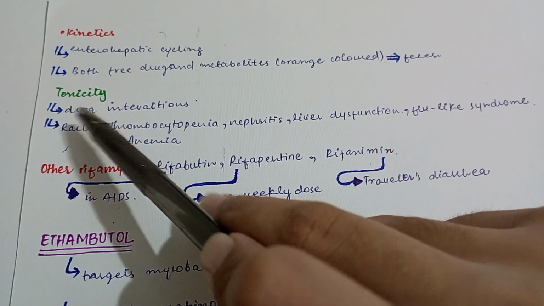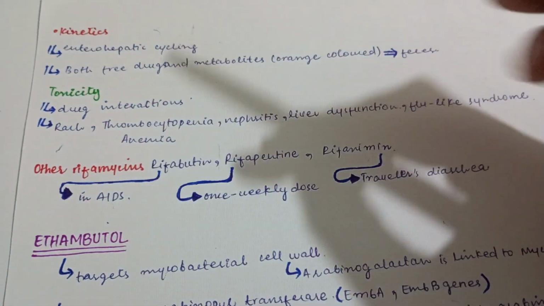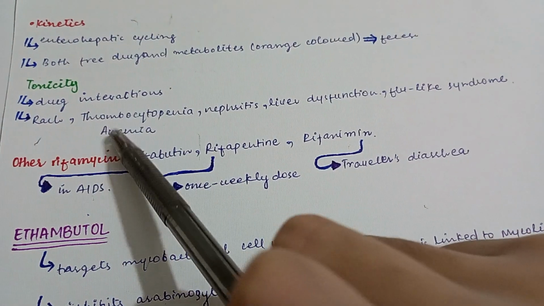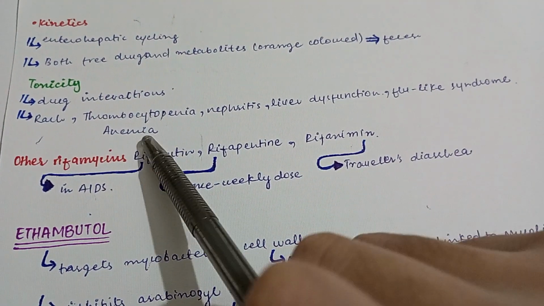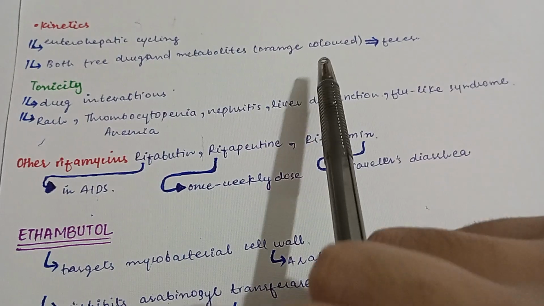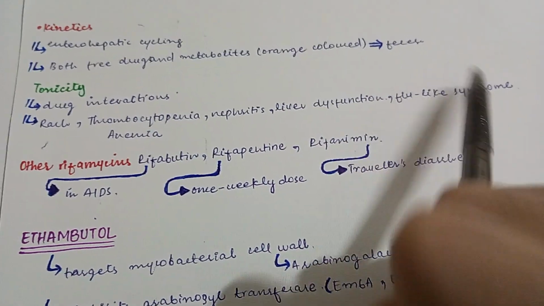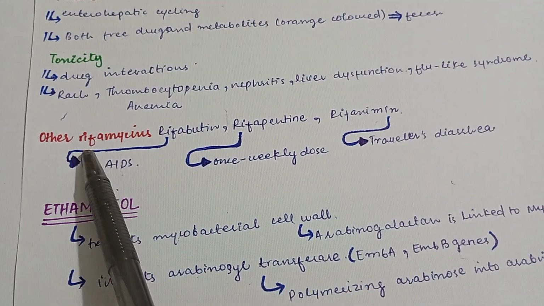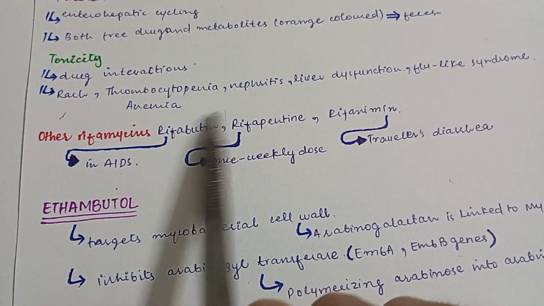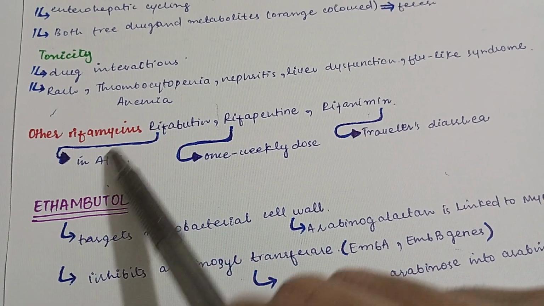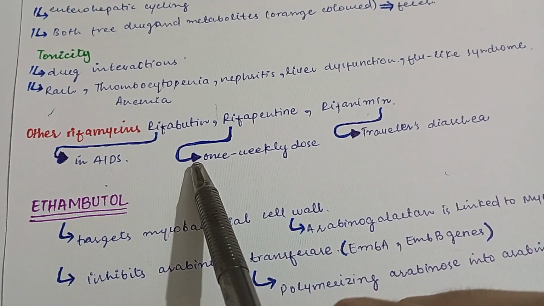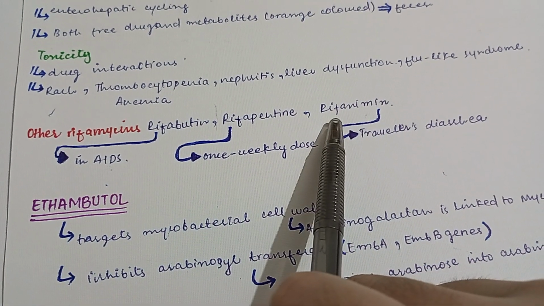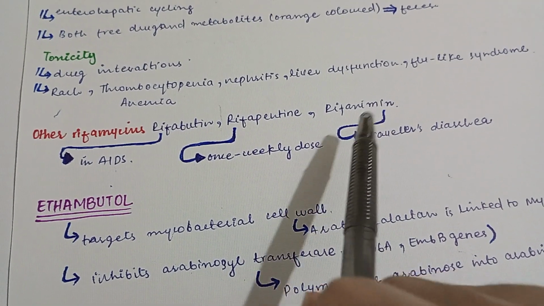If I talk about the toxicity, then drug interactions occur, and that's a very important point. The others are rash, thrombocytopenia, and from hematology we have anemia, nephritis related to kidneys, liver dysfunction, and flu-like syndrome. These are toxic effects of this drug. Other members of the rifamycin group are rifabutin, which is preferred in AIDS patients, and rifapentine, which is given once weekly. Next is rifaximin, and this is given in traveler's diarrhea.